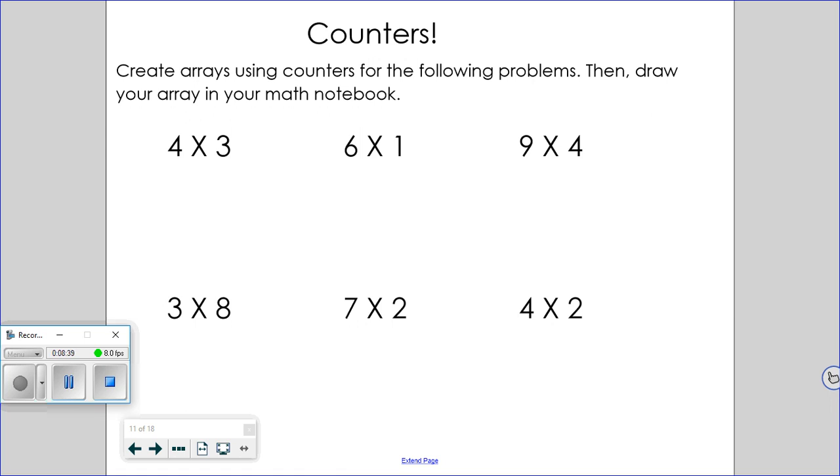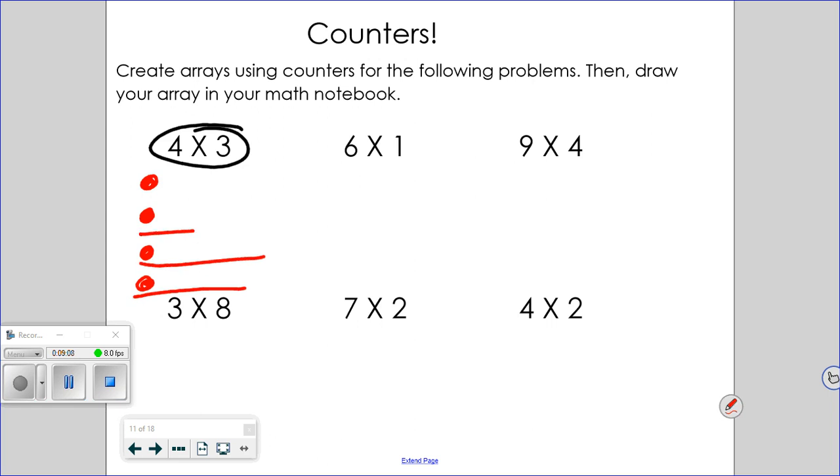We're going to build a 4x3 array. Yes, build a 4x3 array with your counters. What is that going to look like? Think about your rows. Think about your columns. Get started. We need 4 rows, so I'm going to make my counters going down with 4. 1, 2, 3, 4. That way I have my rows ready to go across.